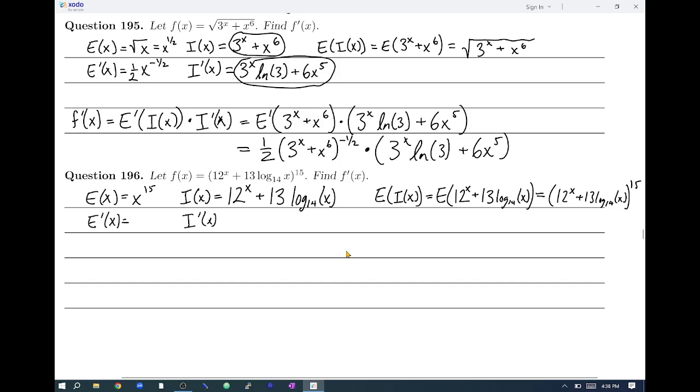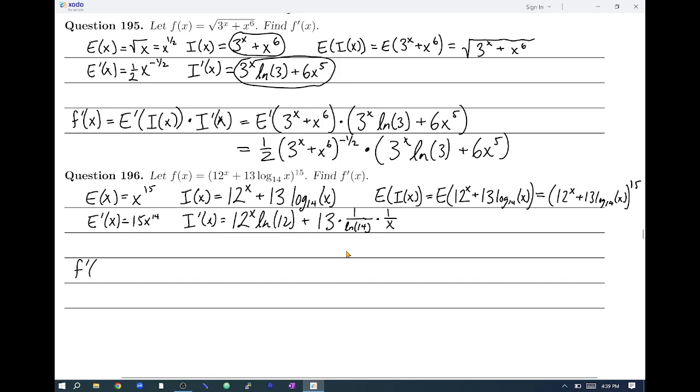Right? So for e prime, we'll have 15x to the 14th, direct use of the power rule. For I prime, the first term, we use the exponential rule, 12 to the x times ln of 12. For the second term, we need the constant multiple rule, which lets us copy down the 13, then times the derivative of log base 14 of x, which is 1 over ln of 14 times 1 over x.